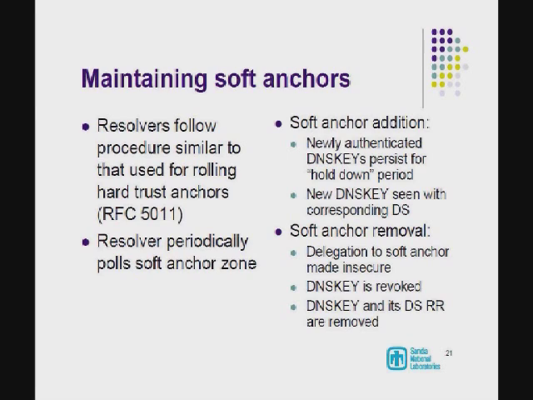That is if the delegation to the zone where the soft anchor exists is made insecure for some reason. So in other words, if the DS records are removed at some point in the ancestry above it, or if the DNS key is revoked, and when I say revoked, I mean in terms of RFC 5011 standards, or if a DNS key corresponds to the DS resource record, and both are removed.